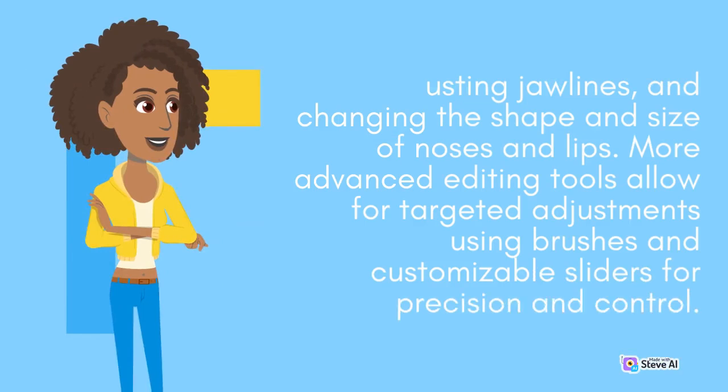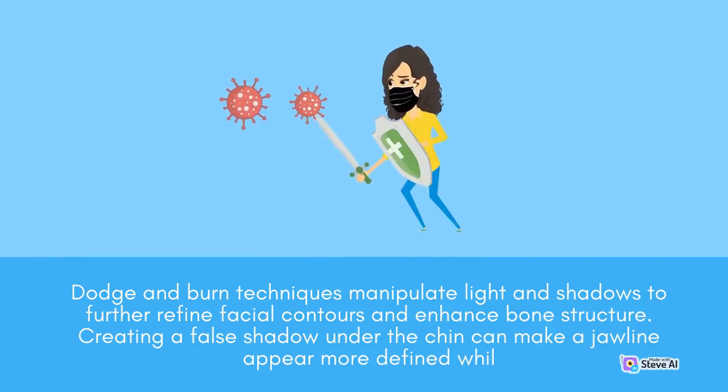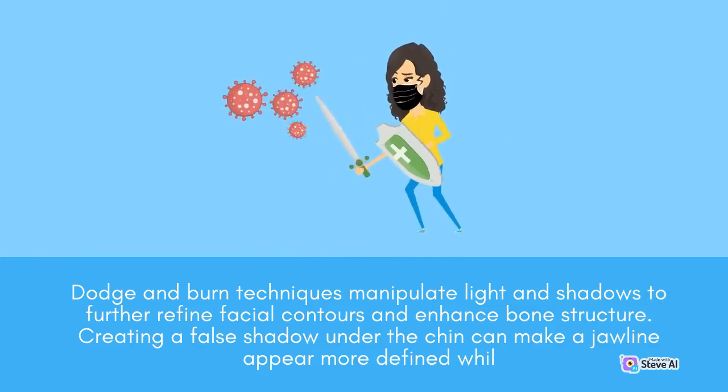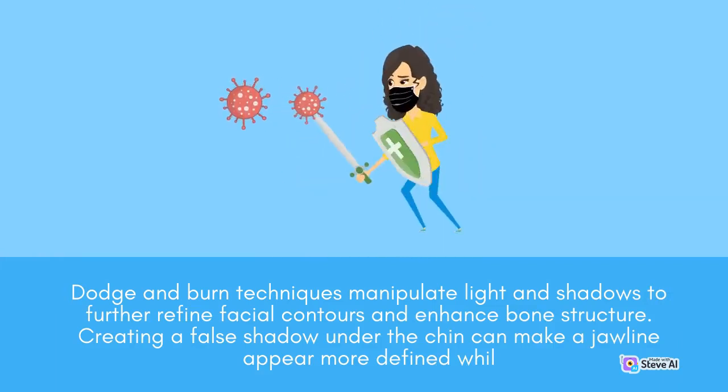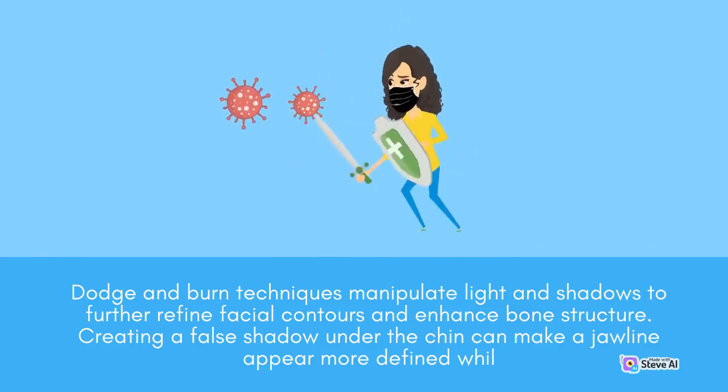boosting jawlines, and changing the shape and size of noses and lips. More advanced editing tools allow for targeted adjustments using brushes and customizable sliders for precision and control. Dodge and burn techniques manipulate light and shadows to further refine facial contours and enhance bone structure. Creating a false shadow under the chin can make a jawline appear more defined.